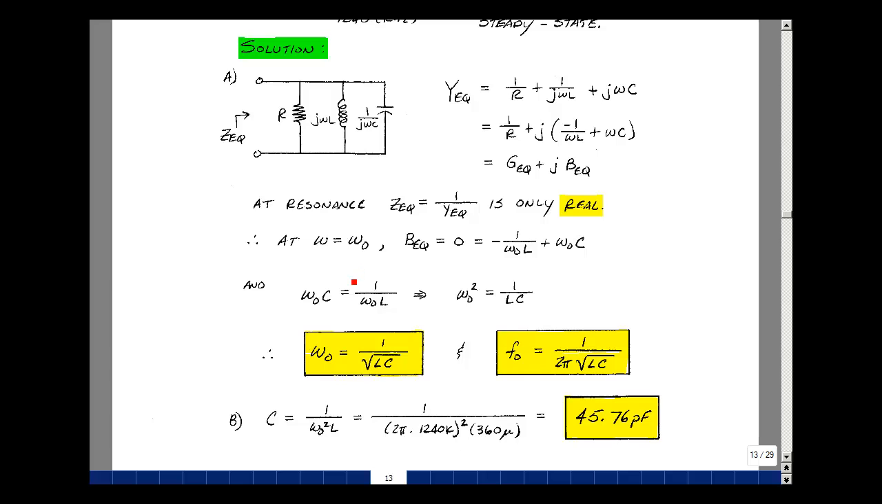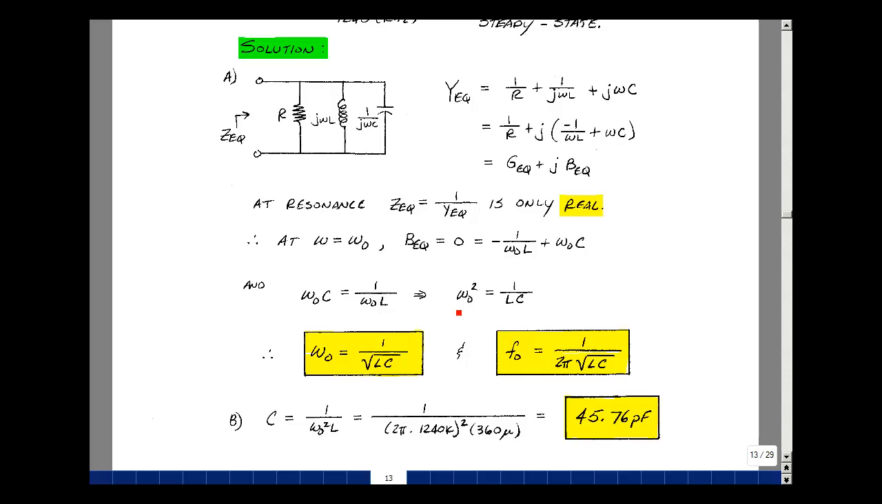Let's say that occurs at one frequency called omega naught. Setting that susceptance equal to 0, we have minus 1 over omega naught L plus omega naught C equals 0. Put this on the other side of the equation as a positive. We can cross multiply here, so we get omega naught squared is equal to 1 over LC. And so omega naught is 1 over the square root of LC. Divide by 2 pi and you get the value of the resonant frequency in hertz.